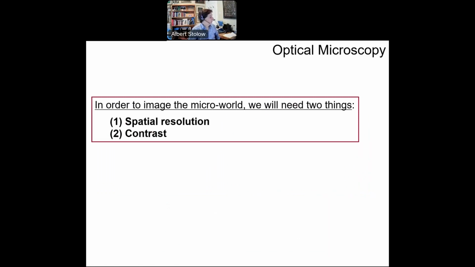So what does it mean to image? What do you need if you want to see small things? Well, you need, first of all, spatial resolution. You need to be able to see something of a certain size. And you need also what's called contrast.